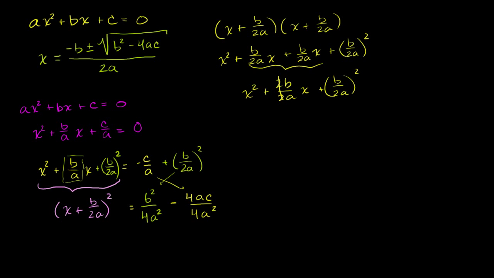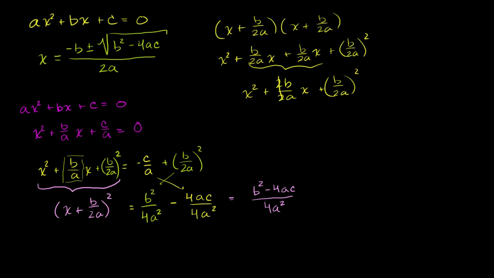So the right-hand side right here I can rewrite as b squared minus 4ac, all of that over 4a squared. This is looking very close. Notice b squared minus 4ac, it's already appearing. We don't have the square root yet, but we haven't taken the square root of both sides of this equation.